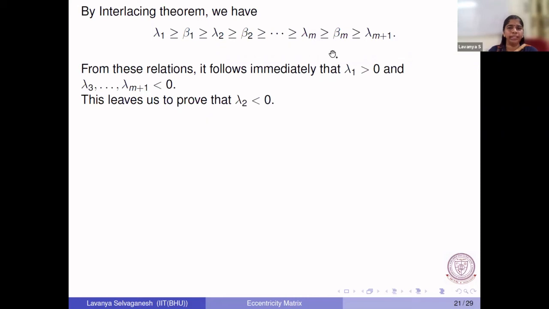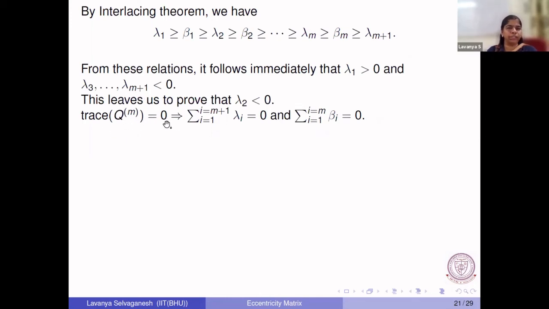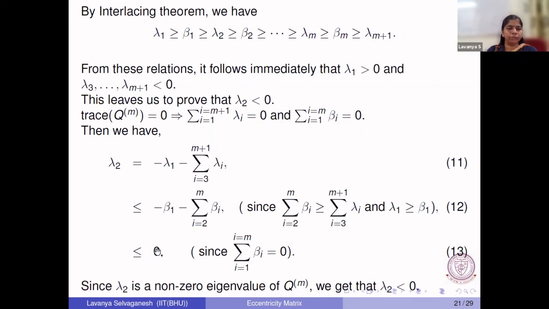That's quite immediate. To see that lambda 2 is also negative, we go into the other properties, where the trace of the quotient matrix was 0. That implies the sum of the eigenvalues is 0. So putting it back into this expression, we can see that lambda 2 can be represented in this way. Just from the properties of the eigenvalues, lambda 2 becomes negative, and since lambda 2 is a non-zero eigenvalue, it cannot be equal to 0. Therefore, it is strictly less than 0.